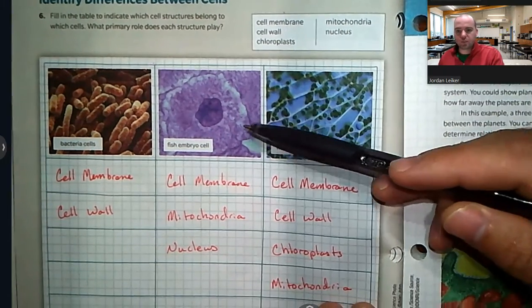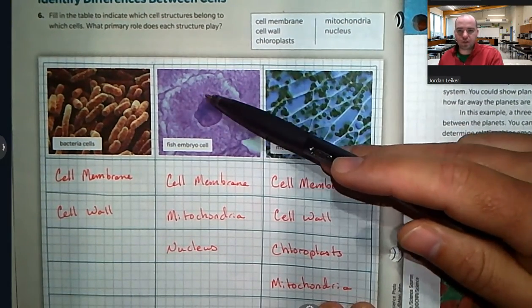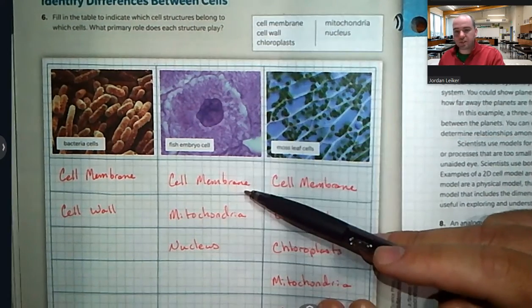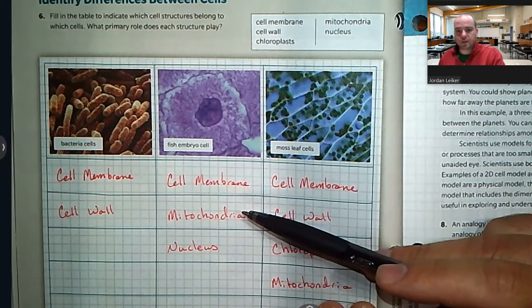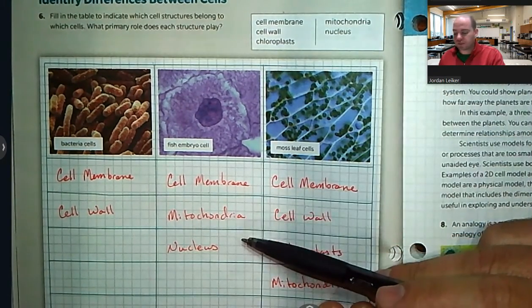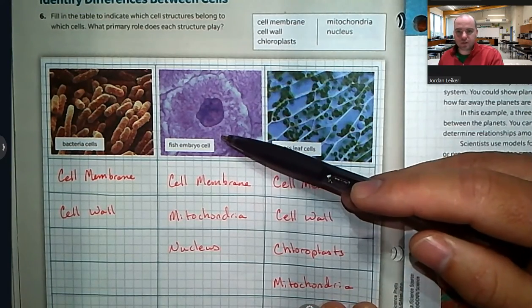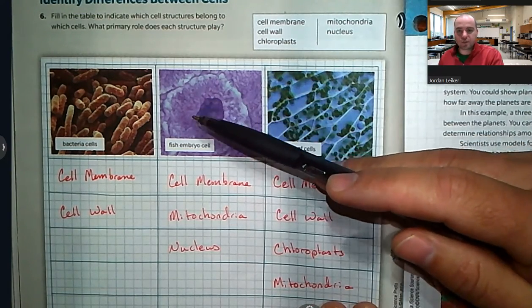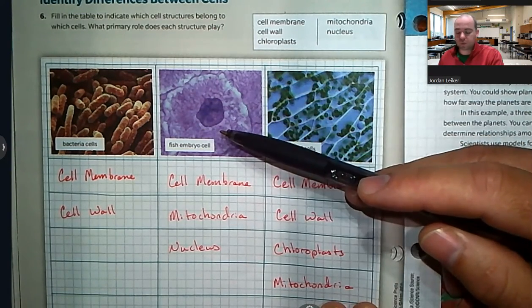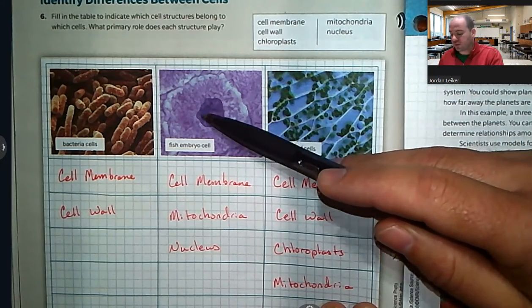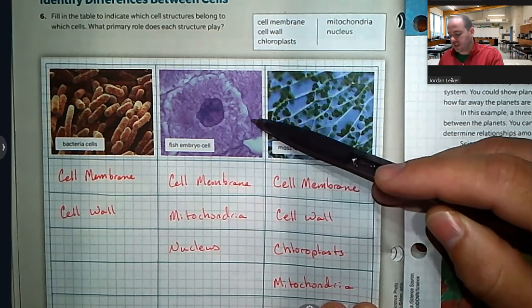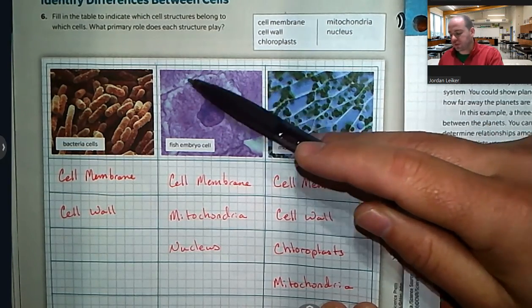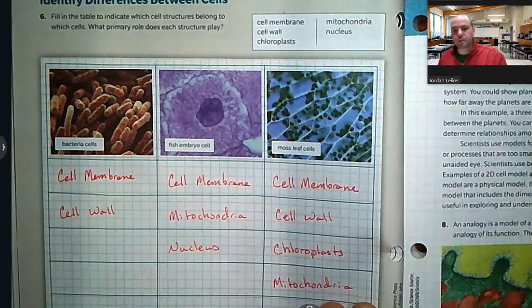If we look at an animal cell, a fish embryo, so this is a cell from a fish. They have a cell membrane. They have mitochondria, and they have a nucleus. Now we can't really identify the mitochondria in this picture, but it's an animal cell, so we know there's mitochondria there. This darker purple right here would be the nucleus, and then this lighter purple line that goes around the outside, that's our cell membrane.